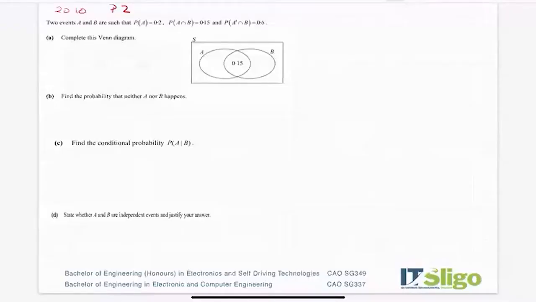2010 paper 2, this was a question on probability. Two events A and B are such that the probability of A is equal to 0.2. The probability of A intersection B is 0.15, and the probability of not A intersection B is 0.6. Complete the Venn diagram. Okay, so I can see my intersection is in there in the middle.